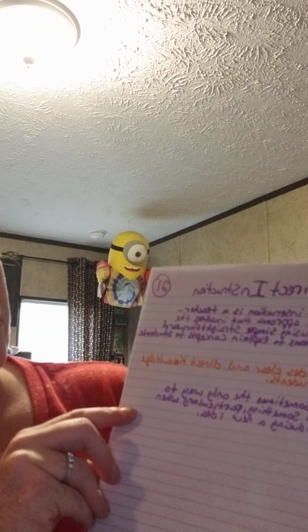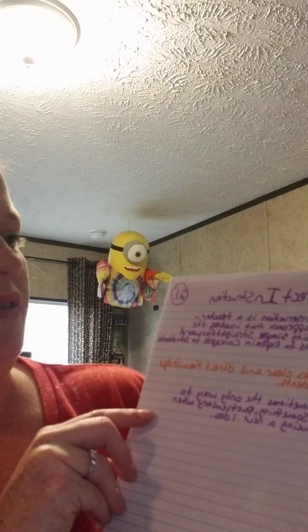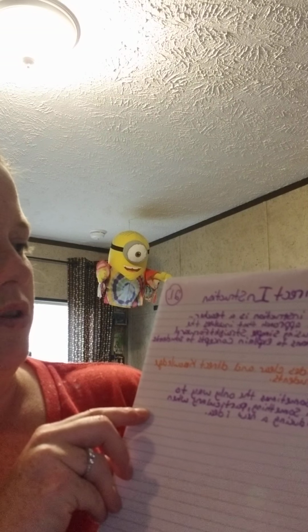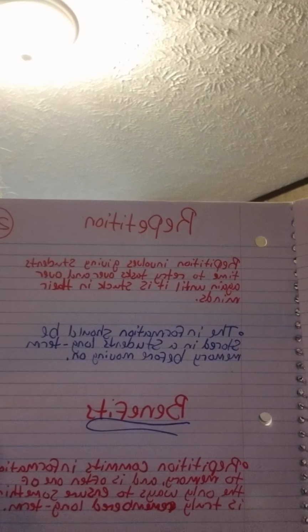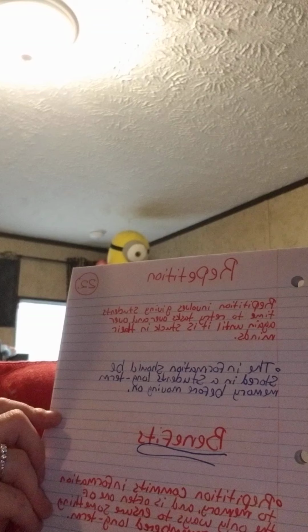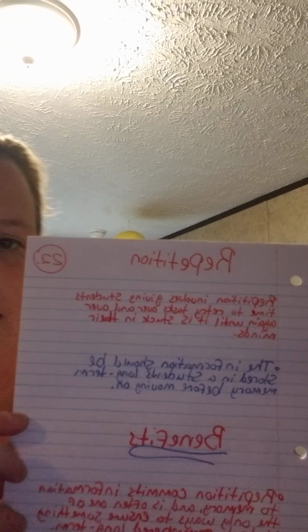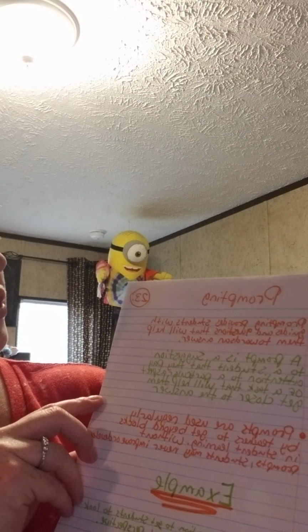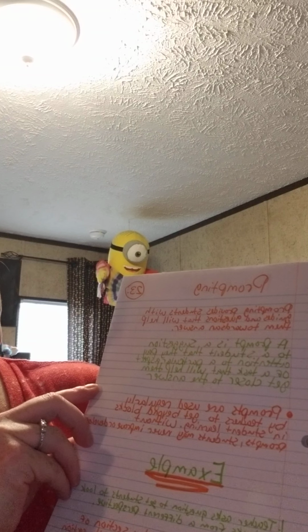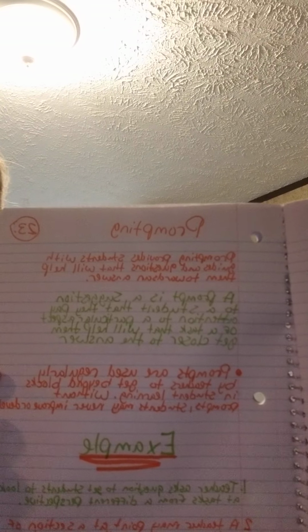Direct instruction is a teacher-centered approach that involves the teacher using simple, straightforward directions to explain concepts to students. Repetition. Repetition involves giving students time to retry tasks over and over again until it is stuck in their minds. Goes into their long term. Prompting. Prompting provides students with guides and questions that will help them towards an answer. Just like pointing out different areas for the student to get the answer.